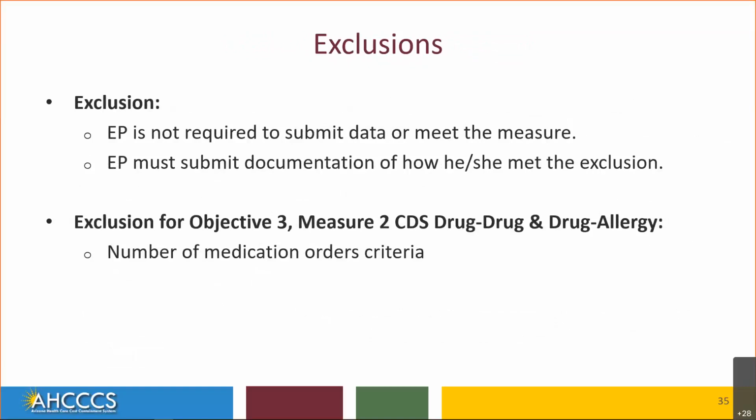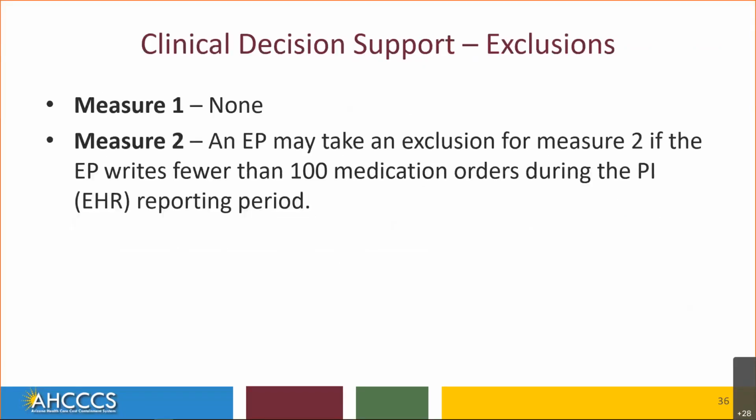For the exclusions, again, the EP is not required to submit data or meet the measure when they claim the exclusion. The EP must submit documentation for how he or she meets the exclusion, though. There is only one exclusion available, and that is for Objective 3, Measure 2, which is the drug-drug and drug-allergy, and it is the number of medication orders criteria. So an EP may take the exclusion for Measure 2 if the EP writes fewer than 100 medication orders during the reporting period.